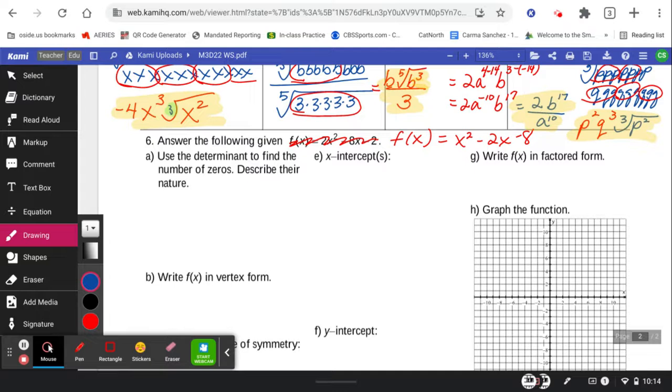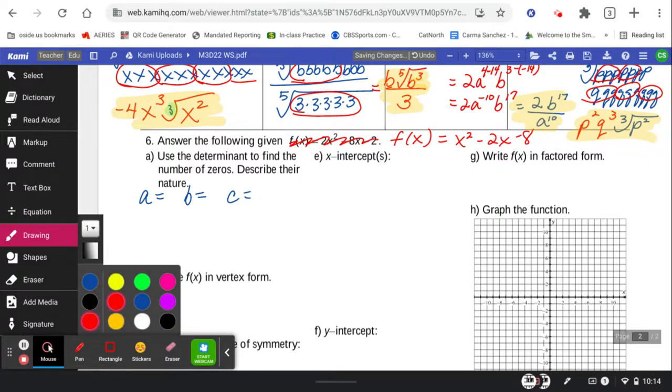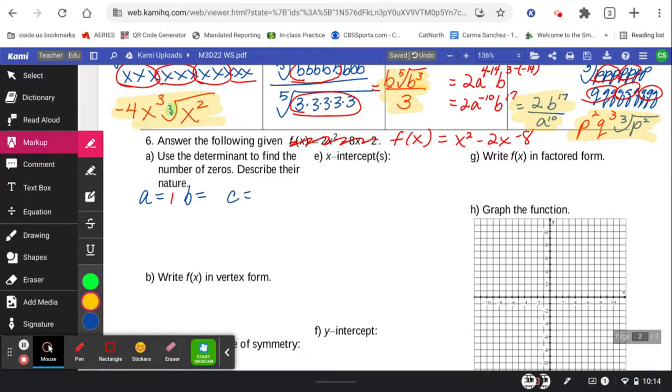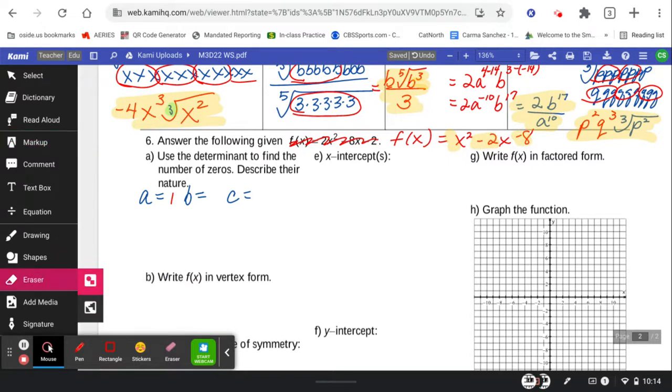So we're starting with, please get me A, B, and C. A, invisible 1, comes from right here in front of the x squared. B, -2, and C, -8.